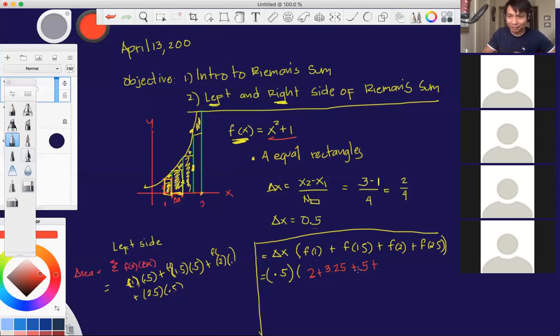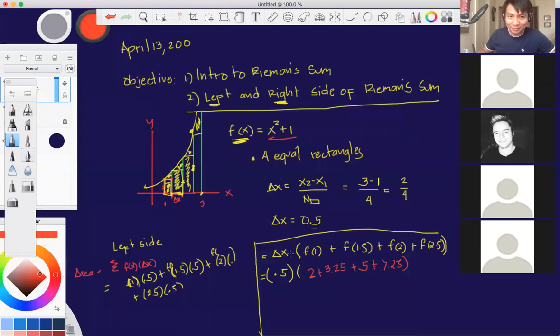So does anybody have a calculator right there? 6.25 plus 1 is? 7.25. Very good. So you'll have 7.25. You guys good? So let's try to add this all together. So you'll have 2 plus 3.25 plus 4.25 plus 7.25. It's 17.5. Then multiply that by 0.5.